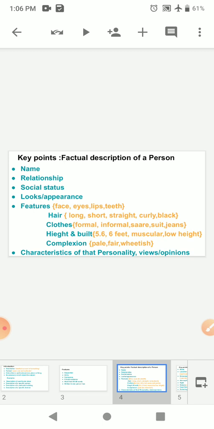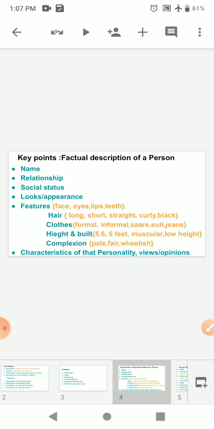Then you will talk about looks and appearance, in which you will talk about features, his or her face cut, you will talk about eyes, the color of his or her eyes, brown, blue, black. And then you will talk about lips and teeth, and hair, whether they are long, short, straight, curly, black, and then the clothes that particular person prefers to wear. For example, formal or informal, sari if you're talking about a female, suit or jeans.